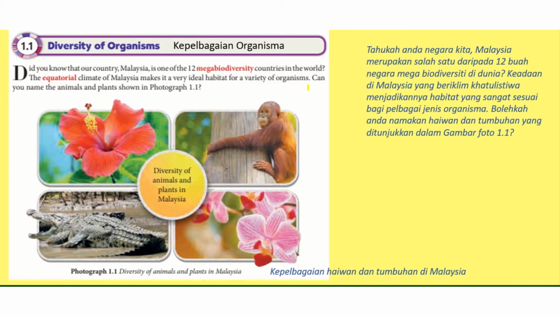1.1 Diversity of Organisms. Did you know that our country Malaysia is one of the 12 mega biodiversity countries in the world? The equatorial climate of Malaysia makes it a very ideal habitat for a variety of organisms. Can you name the animals and plants shown in photograph 1.1? Diversity of animals and plants in Malaysia.